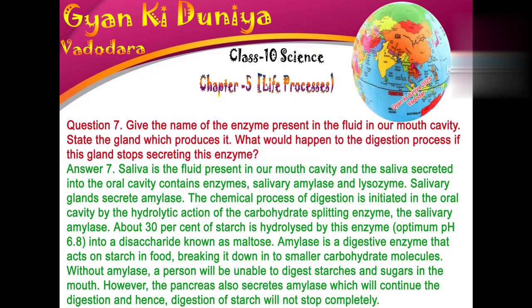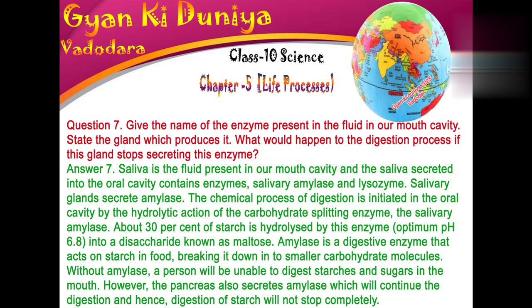Salivary glands secrete amylase. The chemical process of digestion is initiated in the oral cavity by the hydrolytic action of the carbohydrate splitting enzyme, the salivary amylase. About 30% of starch is hydrolyzed by this enzyme at optimum pH 6.8 into a disaccharide known as maltose.